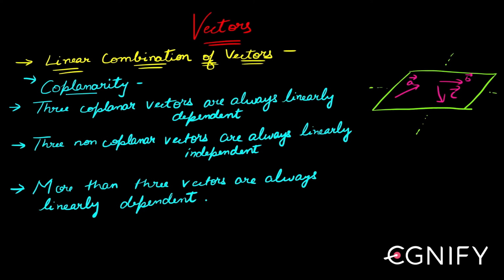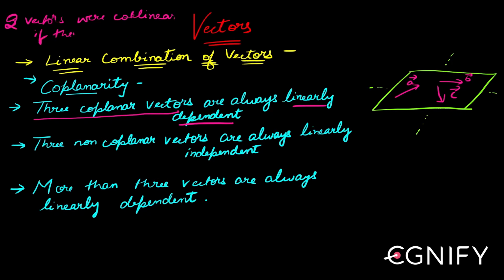Let's look at the first point. It says three coplanar vectors are always linearly dependent. I want you to notice the difference here as far as collinearity was concerned. So collinearity was, you had two vectors. So two vectors were collinear if they were linearly dependent. So there it was, two vectors were collinear if they were linearly dependent. Here it is, three vectors. Three coplanar vectors are always linearly dependent.